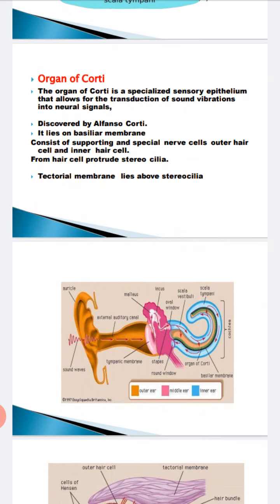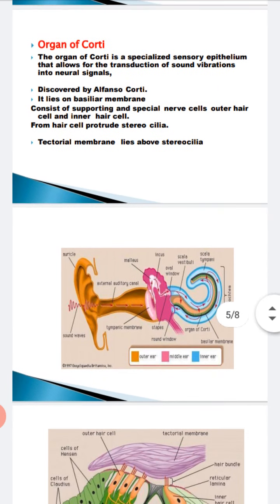This organ is composed of, as I told you, the hair cells and the supporting cells, that is the Hensen cells, the Deiters cells and basal cells. These cells are present in the organ of Corti, and on the upper part is the tectorial membrane, and it itself rests on the basilar membrane. Now coming to the mechanism.